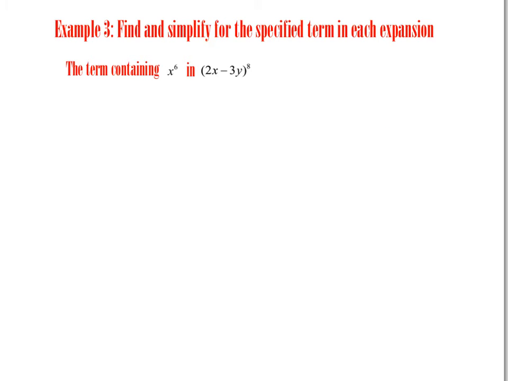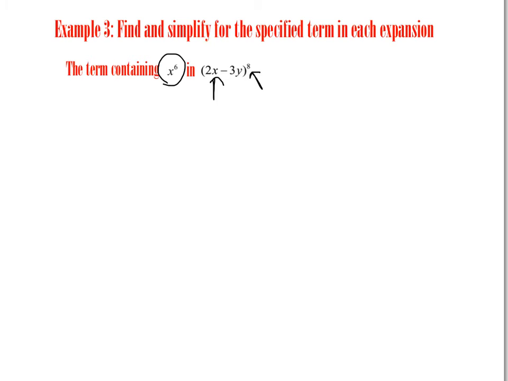Example 3, find and simplify for the specified term of each expansion. So this is what binomial coefficients are really nice for. We're going to just jump to the term that contains x to the 6th. Okay, so think about it. We have this being raised to the 8th power. So we want the x term to be raised to the 6th power.